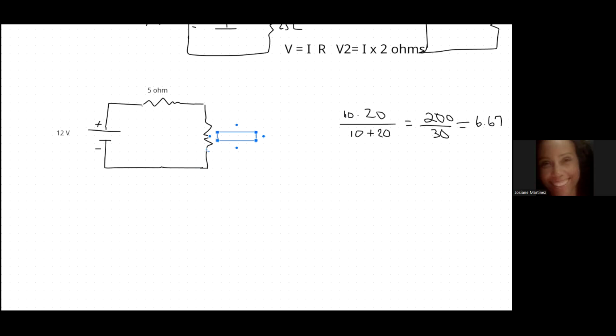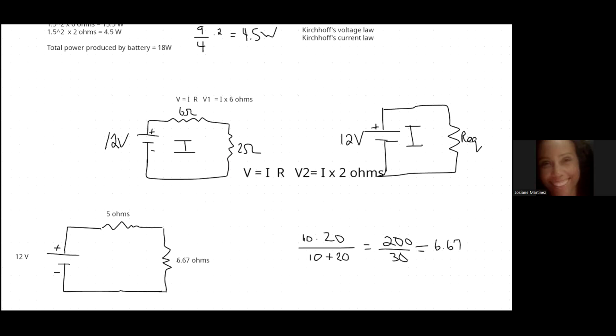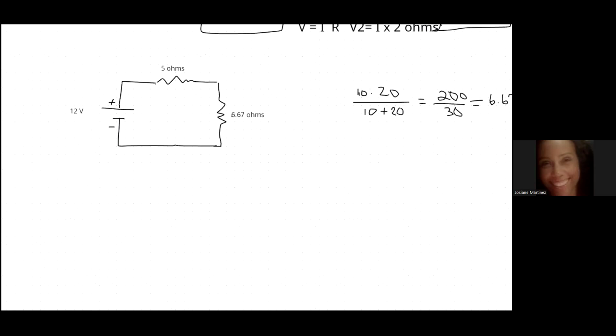Well, we talked about it previously. Remember, we just talked about it up here. We simply add whatever resistors are in series. And how do we know they're in series? Well, there's only one current path. We can only go from the 5 ohms directly to the 6.67 ohms. There's no other branch that the current can split off into. And so the net resistance is 11.67 ohms.